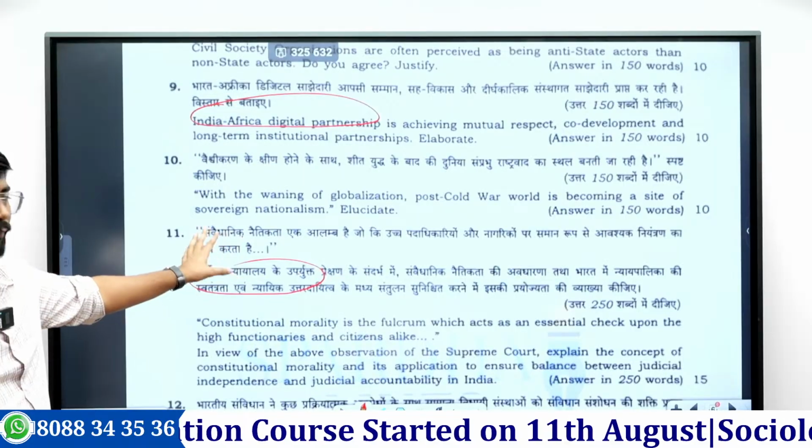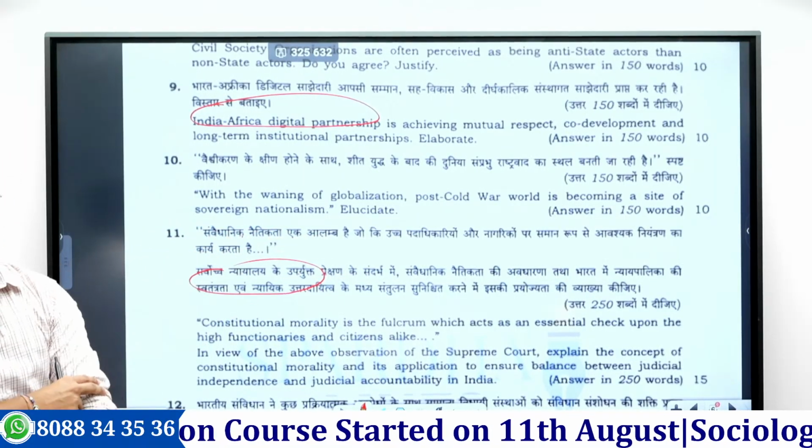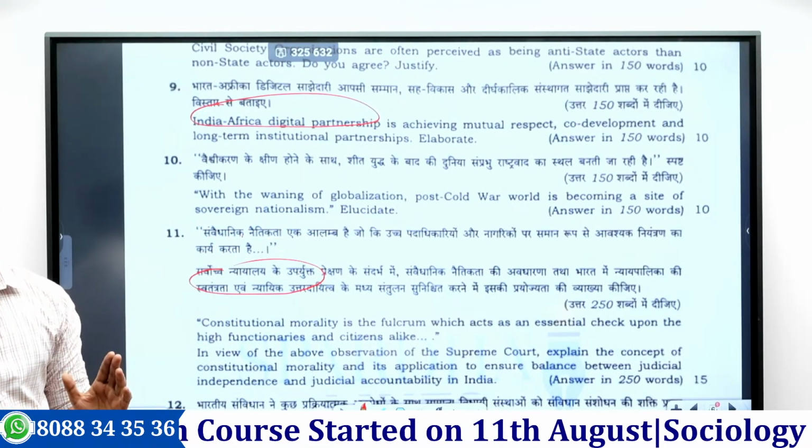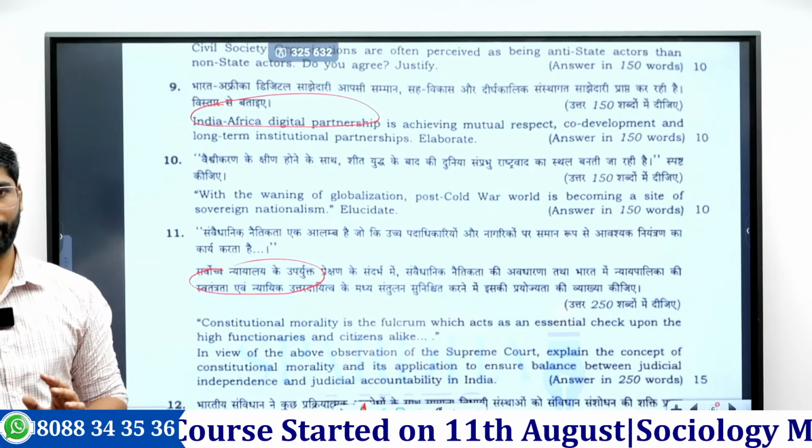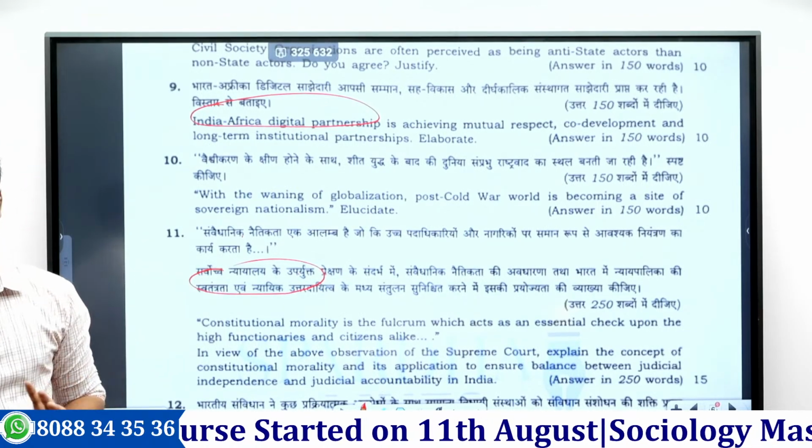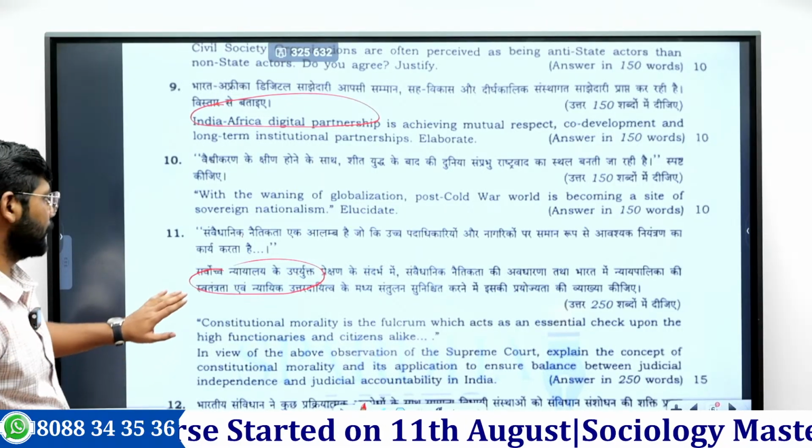It is the current affairs part, but the question is very generic. It is not specifically targeting any country, so you need to cover the entire parts. Also you need to talk about India there. So these aspects you need to cover here.